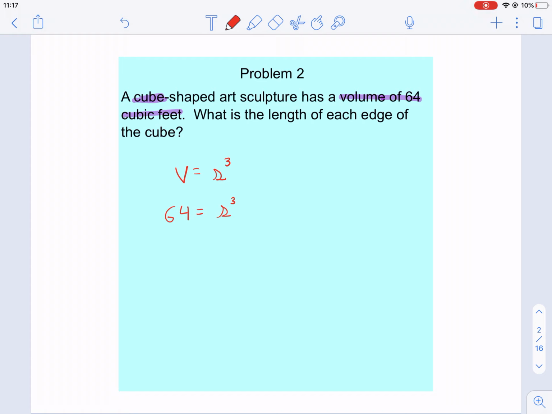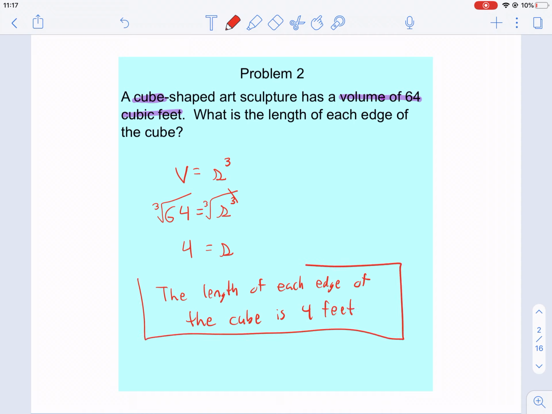Now, the opposite of a number being cubed is going to be to take the cube root of both sides. When I take the cube root and the cubed, those cancel each other out, so we're just left with S. And now, the cube root of 64 is equal to 4. So I get that the length of each edge of the cube is 4 feet. And that would be my final answer.